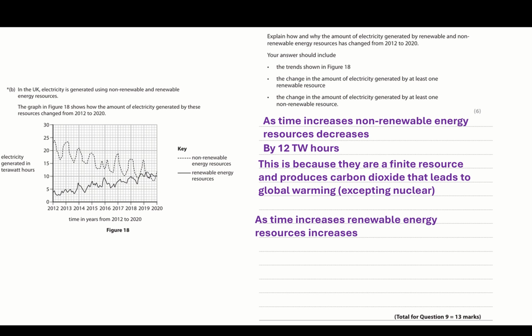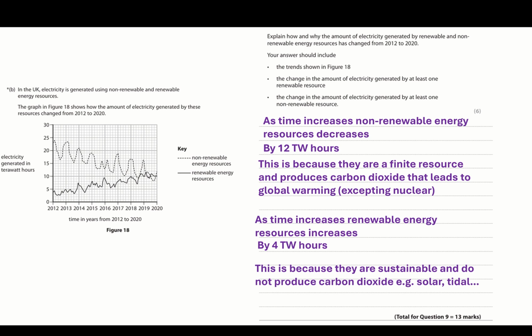So the next part, as time increases, renewable energy resources increases. That's the trend. By 4 terawatt hours. And this is because they are sustainable and do not produce carbon dioxide. And then I'll just put some in there, for example, solar and tidal. And there you go. So it looks like a horrible question. It's actually quite pleasant.